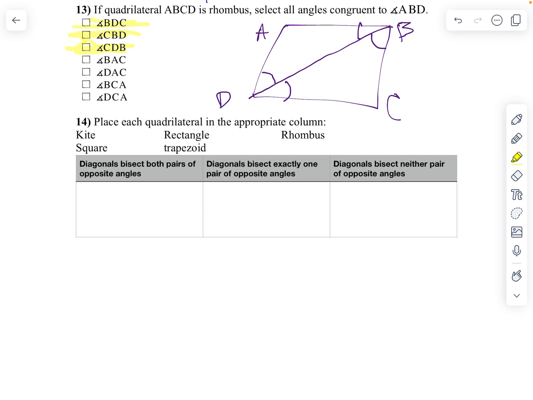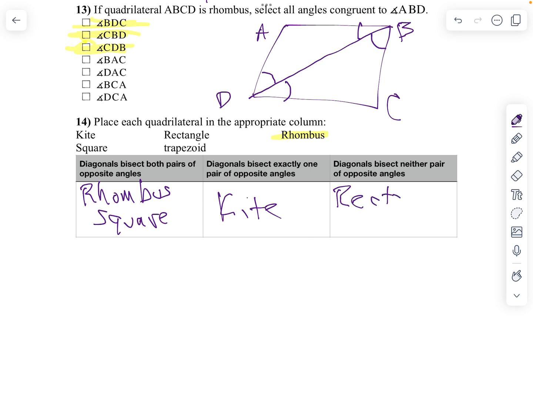Then if I look at diagonals that bisect both pairs of opposite angles, well, we just did it. It's a rhombus, and then a rhombus is a square. So it's a square. The diagonals that bisect exactly one pair of opposite angles, well, that would be a kite. They bisect one, but not the other. And then neither would be a rectangle and a trapezoid.